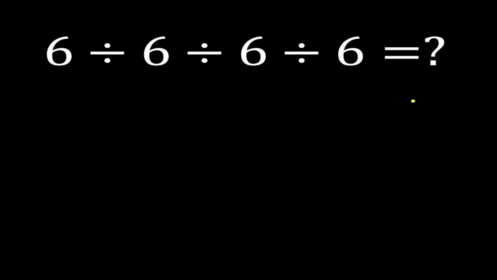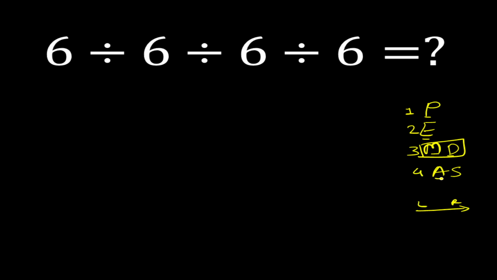So PEMDAS: P, E, M, D, A, S. According to PEMDAS, first priority is parentheses, second priority is exponents, third priority is multiplication and division. Here multiplication and division both have equal priority, so we have to solve it from left to right.